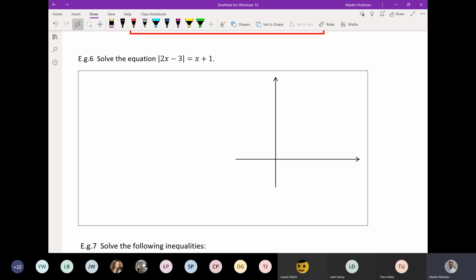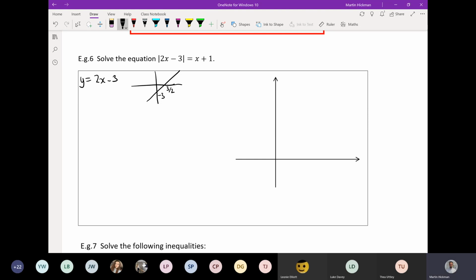No. So firstly, we're going to solve the equation modulus of 2x minus 3 equals x plus 1. So what I'm going to do is sketch the modulus of 2x minus 3, the left-hand side, and then sketch the right-hand side. Firstly, I'm just going to do a graph of y equals 2x minus 3 to check what that looks like. If I draw that graph, I'd have a y-intercept of -3 and a root of 3/2.